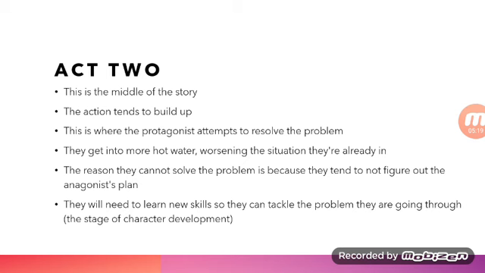So the reason they cannot solve the problem is they tend to not figure out the antagonist's plan. An antagonist is like a nemesis or an arch rival or something, like a villain in the story. In case you don't know what it is, but most of you assume you know what that means. So they will need to learn new skills so they can tackle the problem they are going through. So this is a stage in character development.